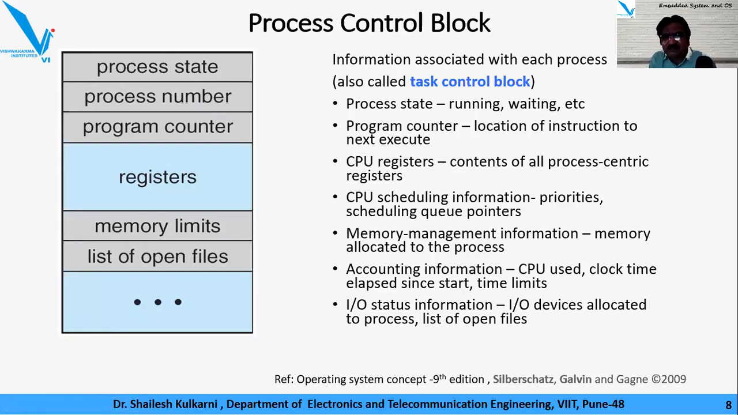Then process states may be like running state, waiting state, dormant state, new state, created or terminated. All these states have to be recorded here as the process state in an encoded fashion. Then we have a program counter, where the location of the next instruction to execute keeps track of execution.